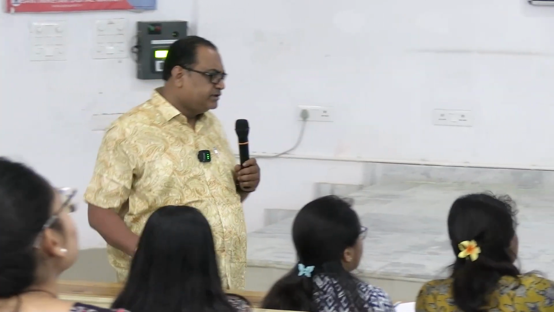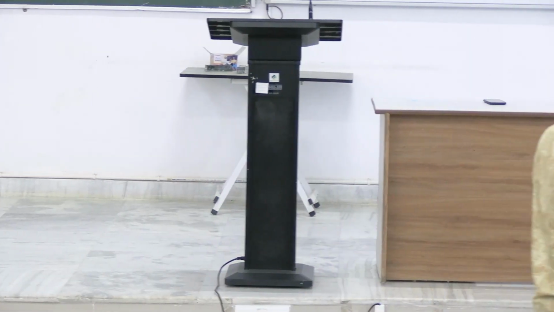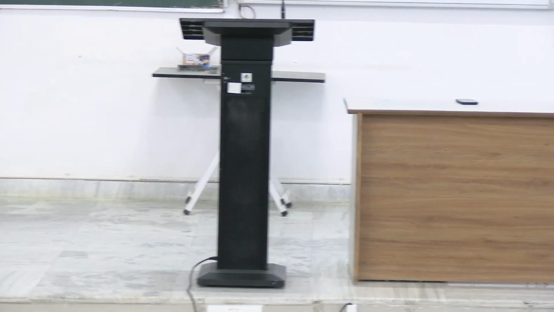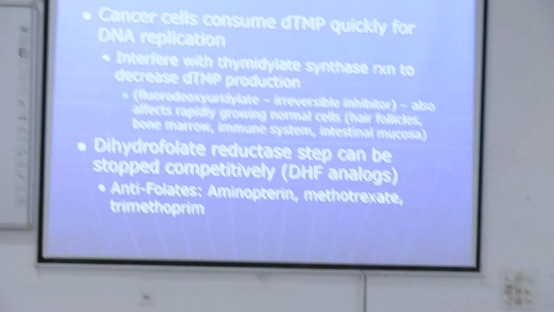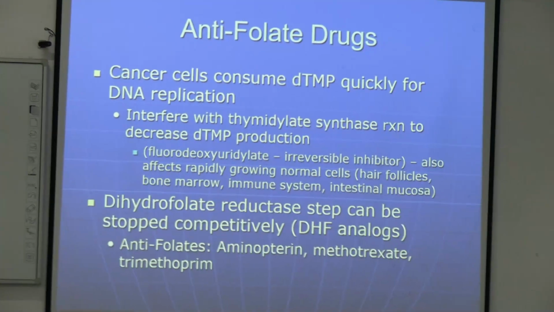Now there are three major drugs as antifolate agents: methotrexate, aminopterin, and trimethoprim. Okay. Now these drugs inhibit the dihydrofolate reductase step and thereby break the regeneration of folic acid in the body. So the body suffers from a secondary deficiency of folic acid, which leads to decreased production of other folic acid derivatives which are required for biosynthesis of purine and pyrimidine nucleotides.